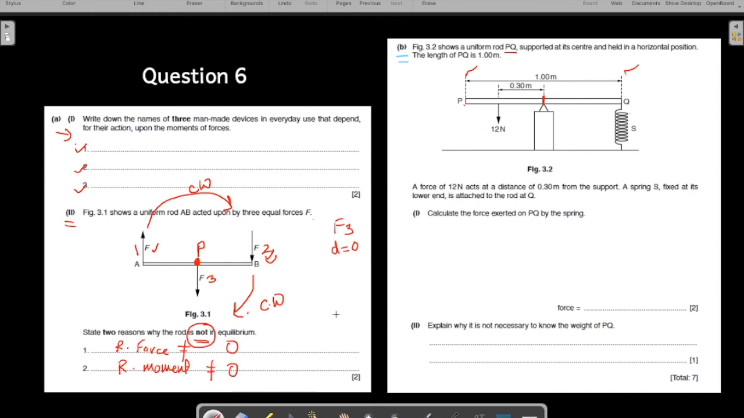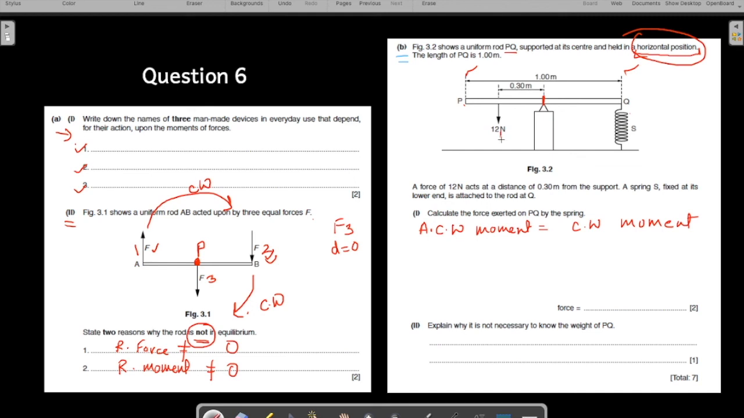So let us find the key term. It is held at a horizontal position. Held at a horizontal position means it is not turning. When would it not turn? When the anti-clockwise moment, let me write in short form, anti-clockwise moment is equal to clockwise moment. Then only it will be held in horizontal position.